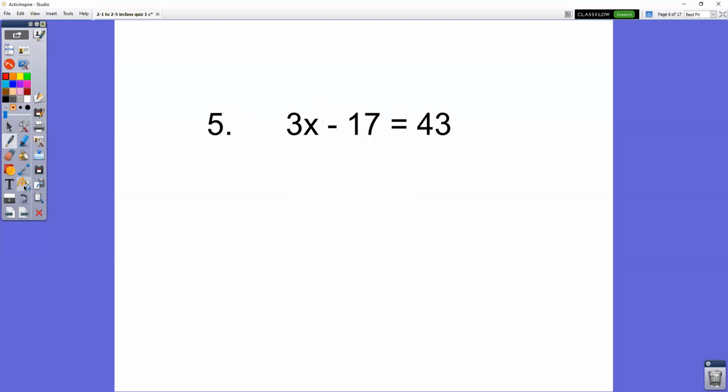So to get that 3x all by itself, you need to get rid of this minus 17. We get rid of the minus 17 by doing plus 17 and plus 17. Whatever you do to one side, you have to do to the other side of the equal sign. Those 17s cancel out. Bring down your 3x, bring down your equal sign. 43 plus 17 equals 60.